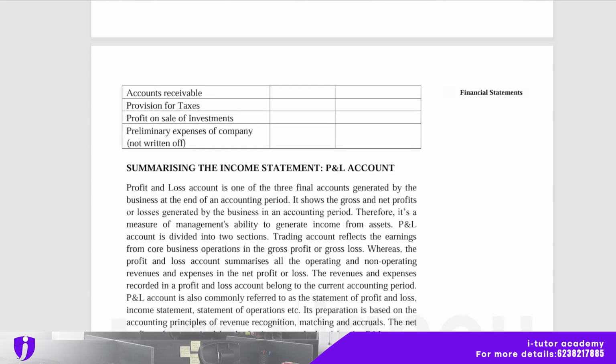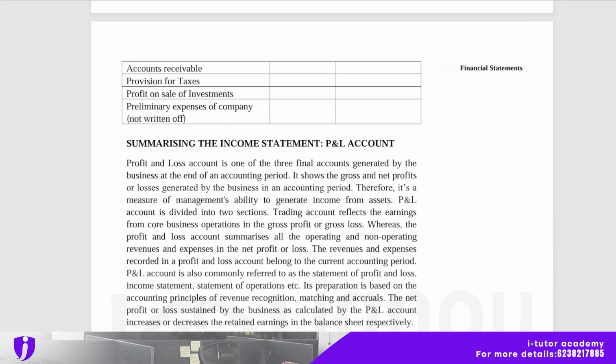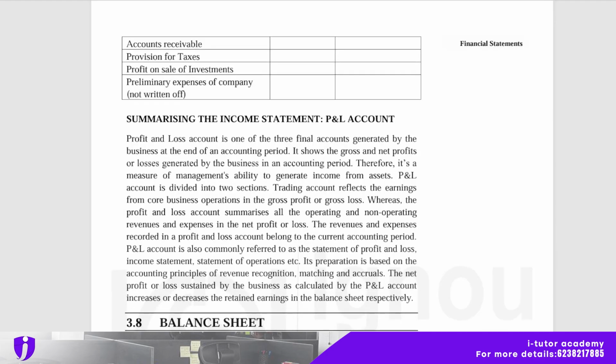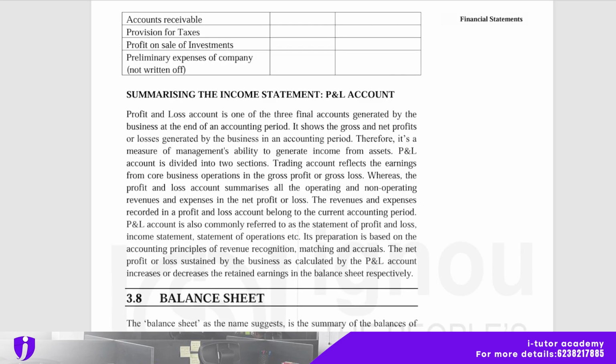And summarizing the income statement, P&L account. Profit and loss account is one of the three final accounts generated by the business at the end of an accounting period. It shows the gross and net profit or losses generated by the business in an accounting period. Therefore, it is a measure of management's ability to generate income from assets.